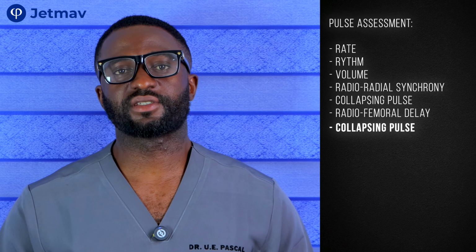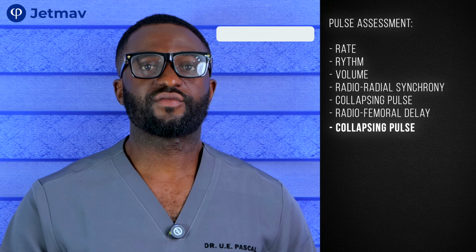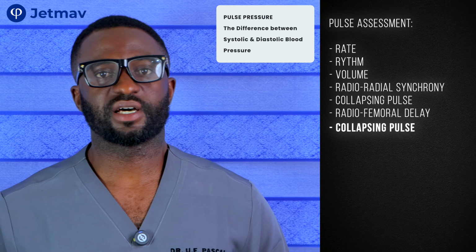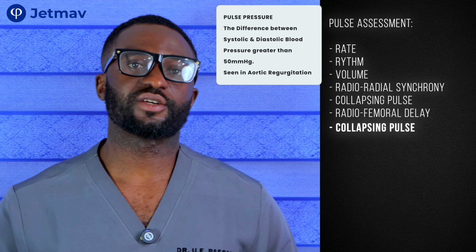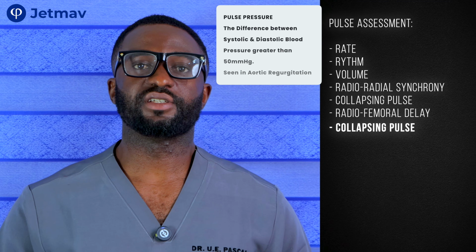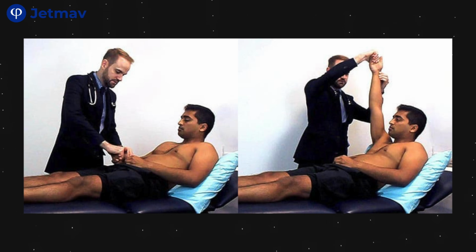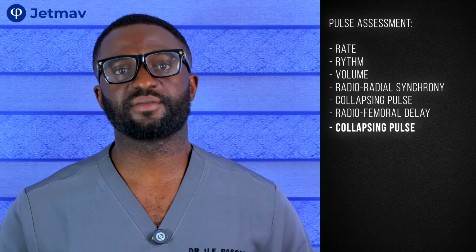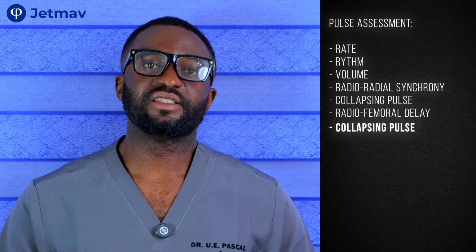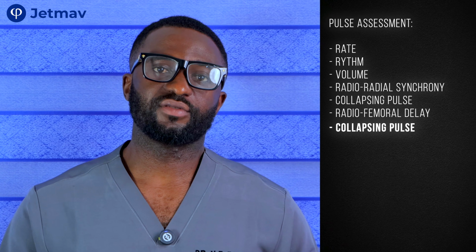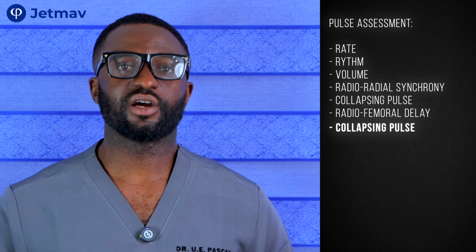Then we'll look at collapsing pulse. If there is a wide pulse pressure, that's a systolic and diastolic difference of more than 50 millimeters of mercury, often seen in aortic regurgitation. Then if you perform the test for collapsing pulse, the pulse disappears on raising the upper limb above the head. We'll also perform it during the step-by-step examination. Then after that, we'll look at the thickening of the arterial wall.